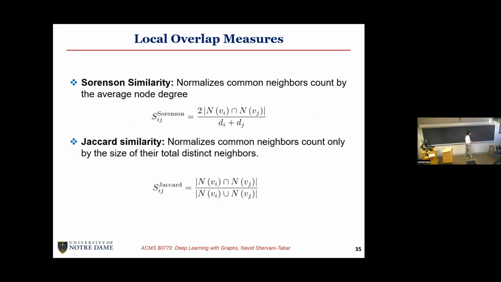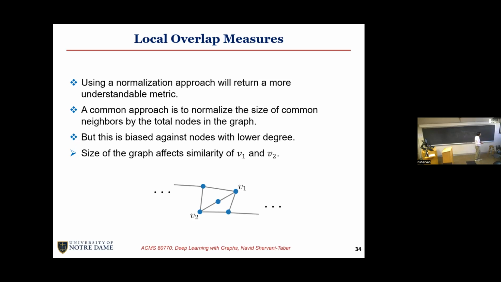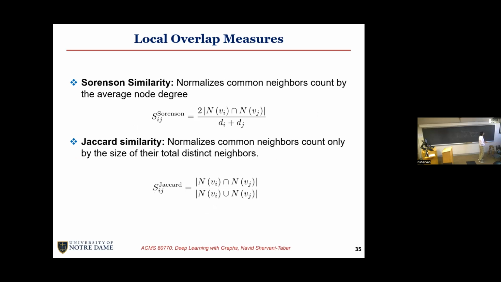There are 2 other methods. One is called Sorensen similarity. The other one is Jaccard similarity. In Sorensen similarity, we normalize the number of common neighbors by the average degree of those 2 nodes. In this scenario, each of these nodes had 3 neighbors, so both cases are going to give us 3, and we divide that over 2.